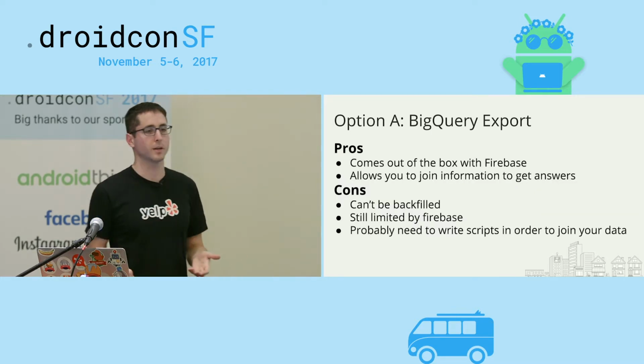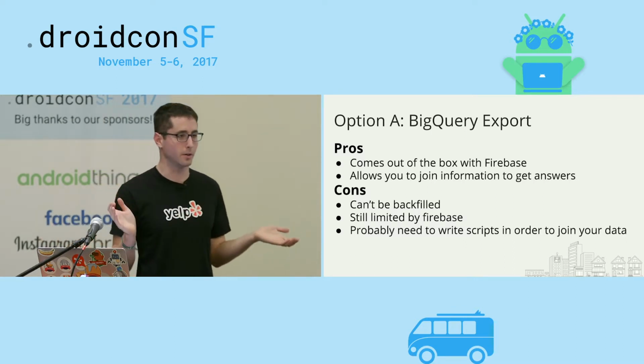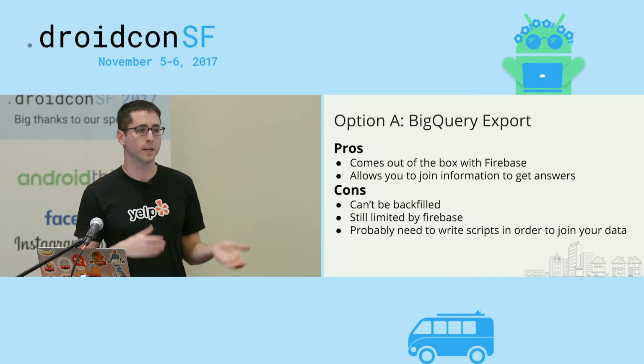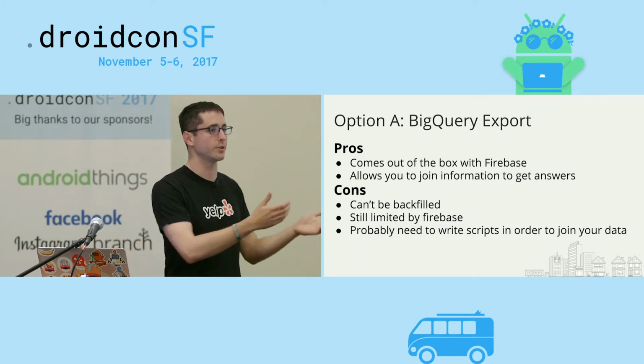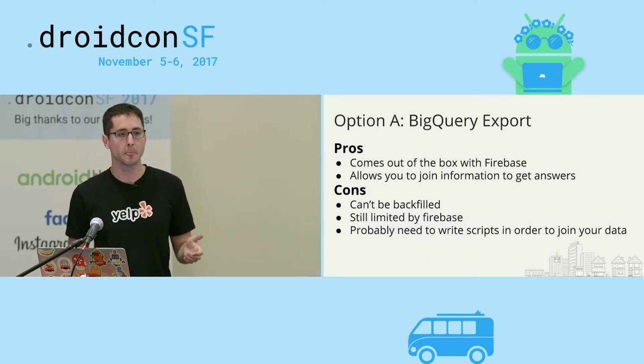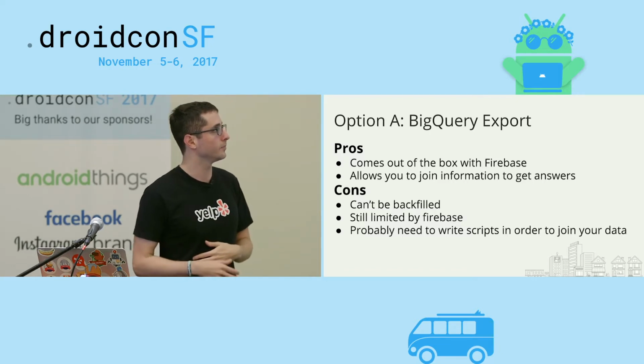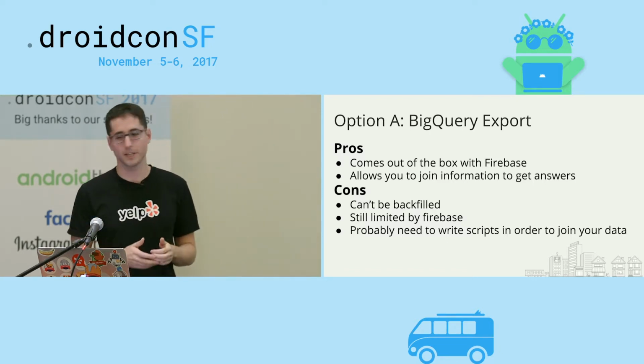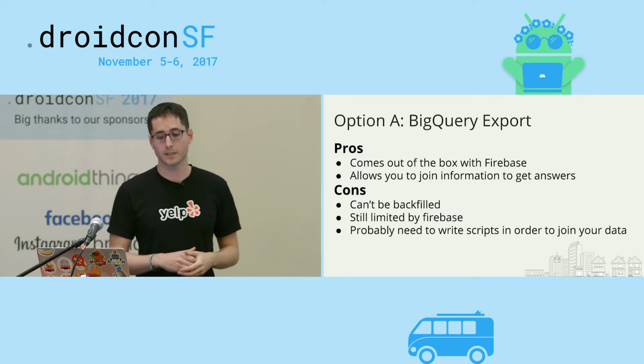You can write Python scripts or JavaScripts or whatever scripting language you want to use. You can make queries against BigQuery. You can take those results, join them against your application database or whatever else you have, and you can get the insights that you need. And it's like 2 clicks. It comes out of the box with Firebase, so it's not hard to get it set up.